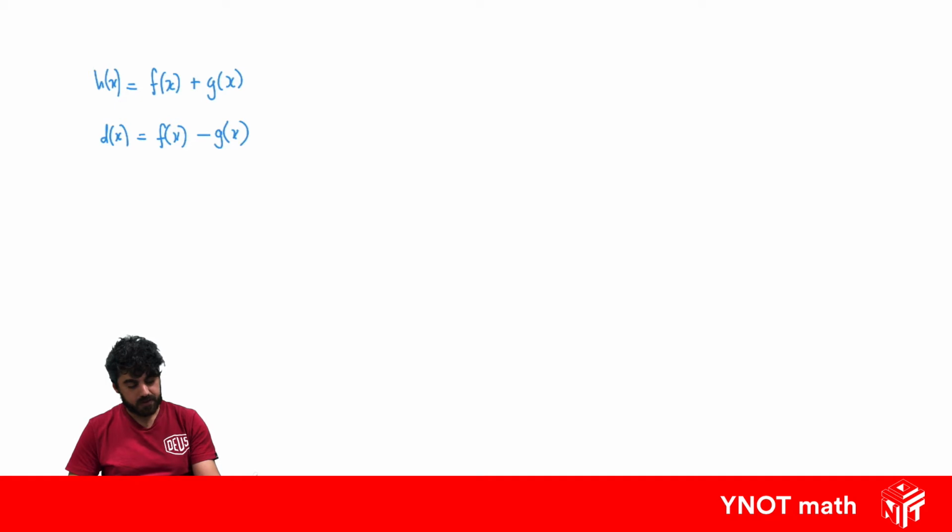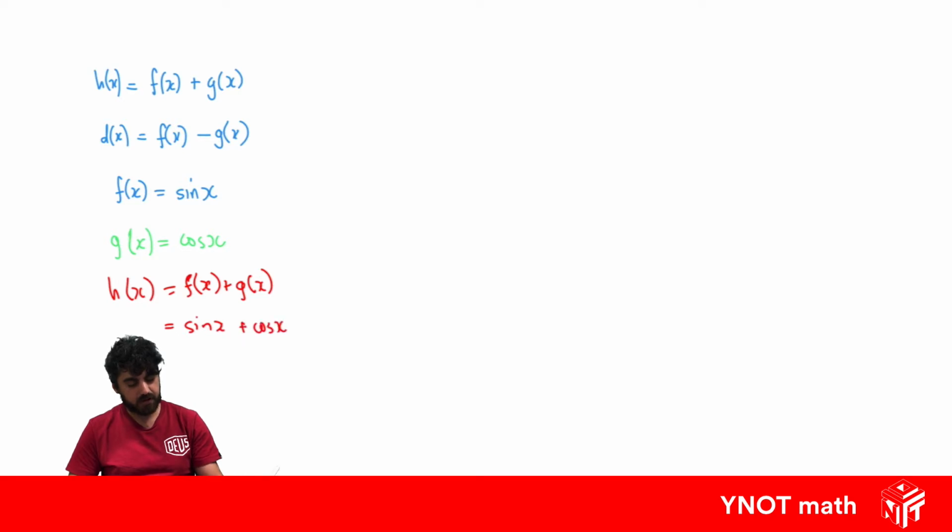The example we're going to use is: what happens if we have f of x equals sine x, and g of x equal to cos x. And we'll let h of x equal f of x plus g of x, which is just sine x plus cos x.